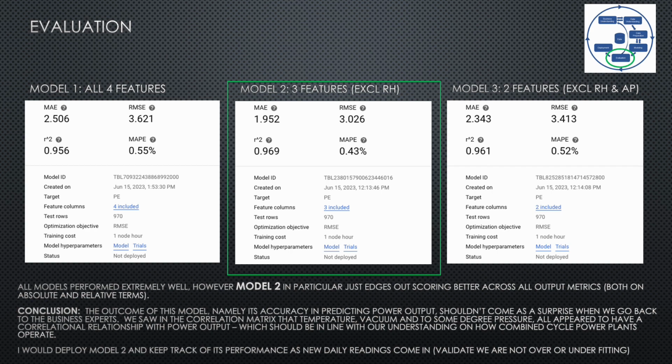I would definitely keep track of its performance as new daily readings come in. I want to make sure that we're not over or underfitting. Maybe we want to do some iteration on this model. But right now I'm pretty happy with it, and thank you. This is it.